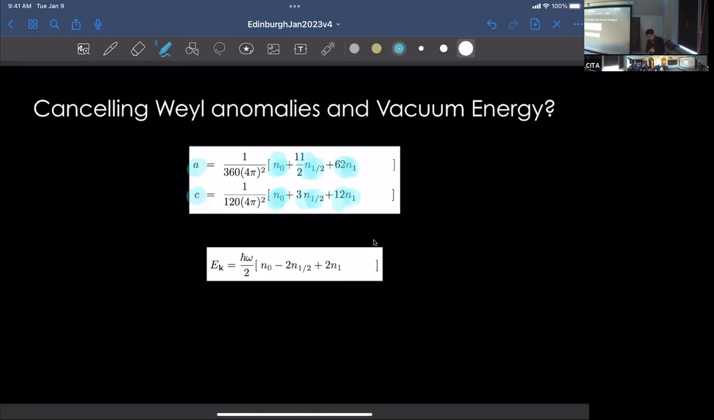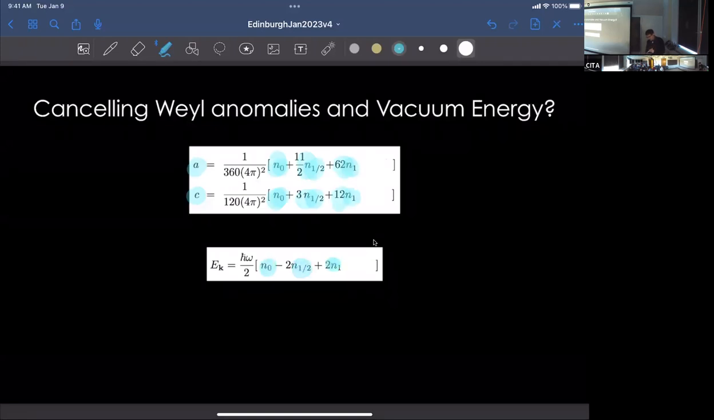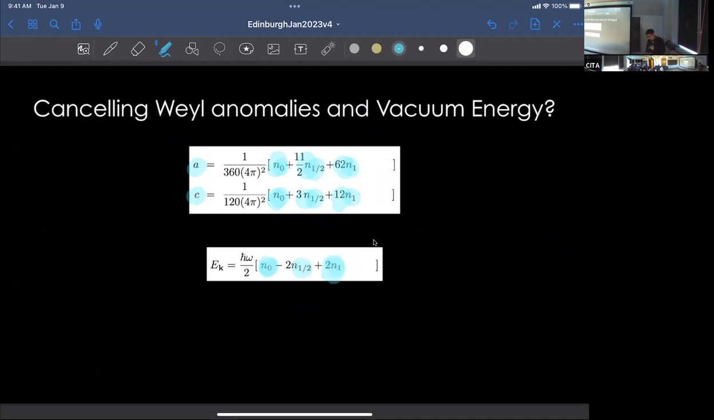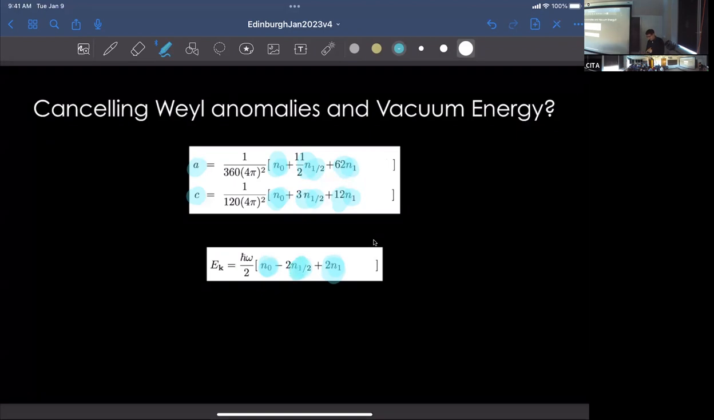And here for reference, I've also shown the vacuum energy contributed by those fields, because bosonic fields contribute positively, half ħω per degree of freedom to the vacuum energy, while fermions contribute negative half ħω per degree of freedom. So it looks like in the standard model, the two contributions to the Weyl anomaly are just non-vanishing, too bad. And the vacuum energy is also famously non-vanishing. And so we have this famous cosmological constant problem.